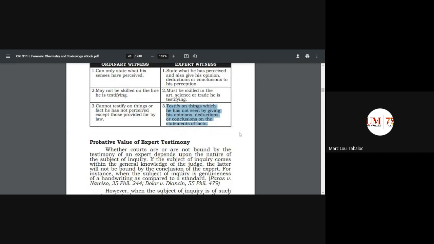So basically, those expert witnesses, they're most probably than not experts in their field, commonly sa forensic science or science in general.